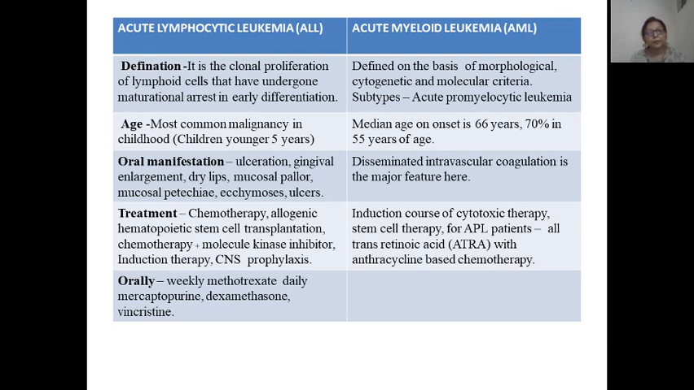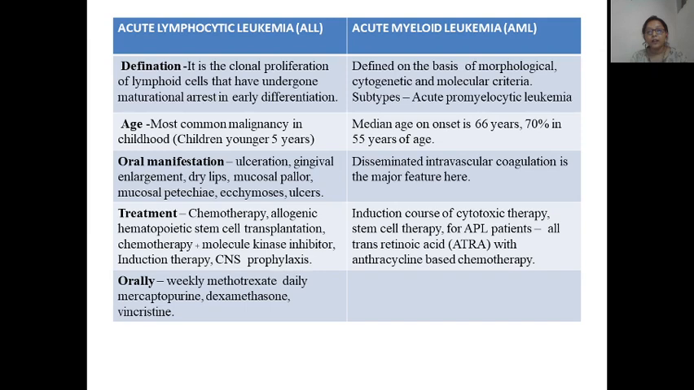Chemotherapy can also be combined with a molecule kinase inhibitor. Induction therapy can be given. Induction therapy is the first line treatment that is done before any surgery or before any other treatment. And also CNS prophylaxis should be done to prevent any relapse of the disease. Orally, we can give methotrexate and daily mercaptopurine, dexamethasone, vincristine. Vincristine 1.4 gram can be given on the first and the 14th day.